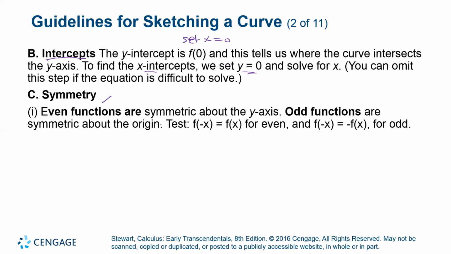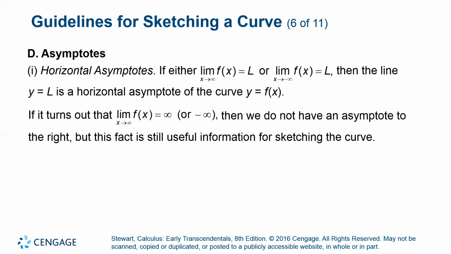And then the symmetry. We have to know whether a function is even or odd. If you plug in negative x into the function and you get f of negative x equal to f of x, the original, then that function is even. If it is negative f of x, then that is odd. That means an even function is symmetric about the y-axis, and if it's odd, it's symmetric about the origin. That's step C.